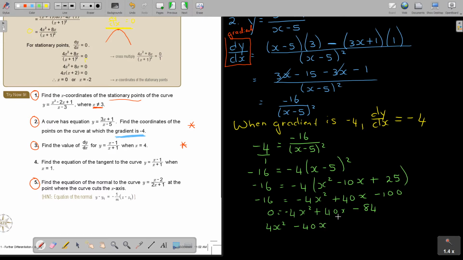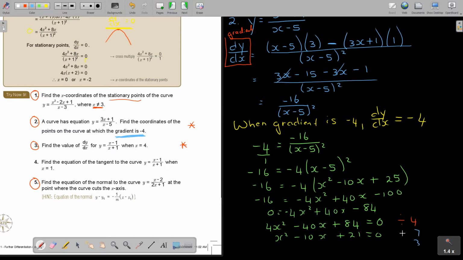Because I want the 0 on that side. Okay, and now I'm going to simplify it first, because then it's easier. So divide by 4, I always like to bring that in, so divide by 4. Then I'm going to have x squared minus 10x plus 21.